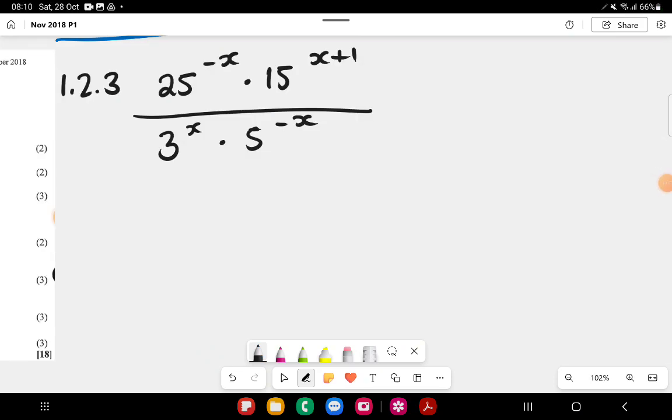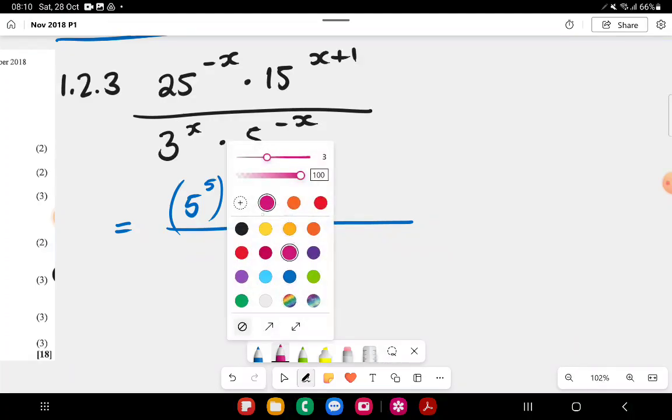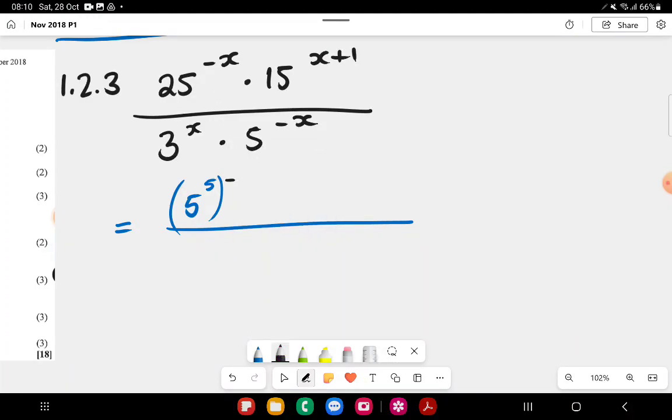Question 1.2.3 has to do with exponents as variables. So the first thing we want to do is we want to convert our bases into prime factors. So this means that I'm going to keep my exponents the same, but I want to convert the bases. 25 factorial is going to be 5 times 5. So that gives me 5 to the exponent of 5, and I put that in brackets. And then my negative x stays on the outside of the bracket untouched.